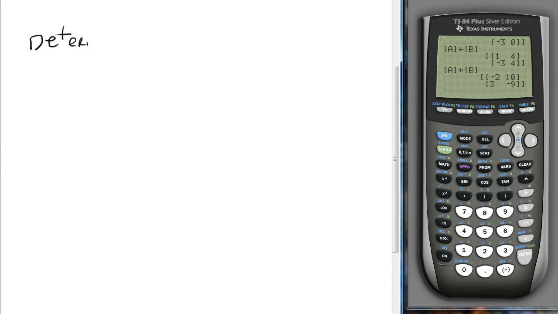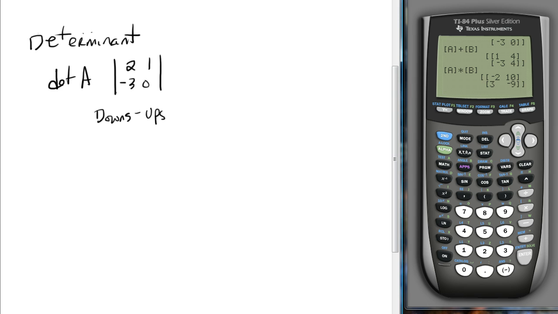So here we go, determinant. So let's find determinant A. So it was 2, 1, negative 3, 0. And remember our old rule, down minus ups. 2 times 0 is 0, minus ups negative 3. Determinant is equal to 3.